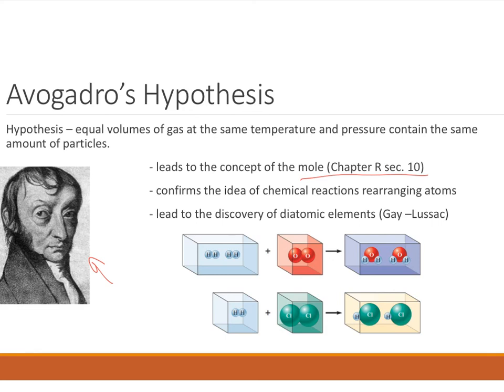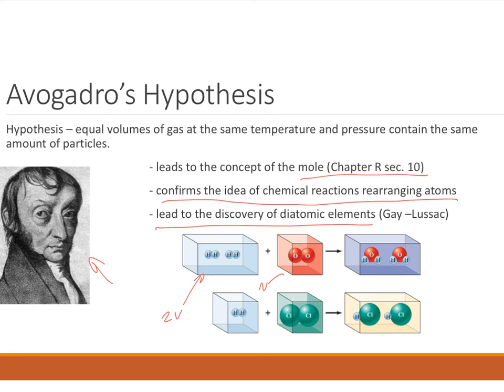His hypothesis was that equal volumes of gases of the same temperature and pressure contain the same amount of particles. In other words, if you have twice the amount of stuff, you need twice the volume in which to store it. Now, this led to the discovery of diatomic elements by Gay-Lussac, and it also confirms the idea of chemical reactions rearranging atoms. So if I take hydrogen and oxygen, okay, which 2 volumes and 1 volume, I should make a 3 total volume of gas, and that is indeed the case. When I just mix hydrogen and oxygen together, I do get 3 volumes.